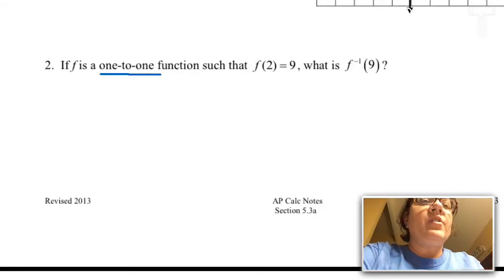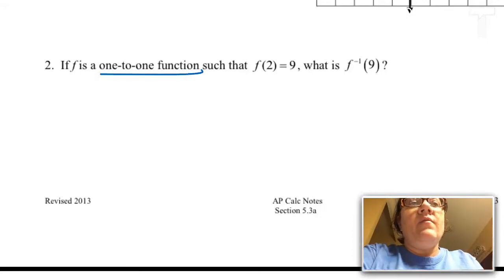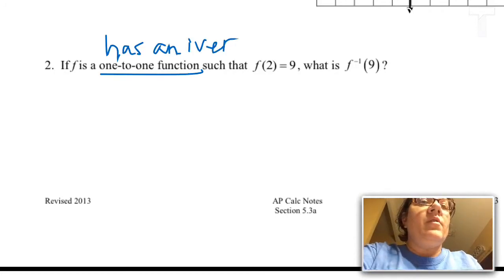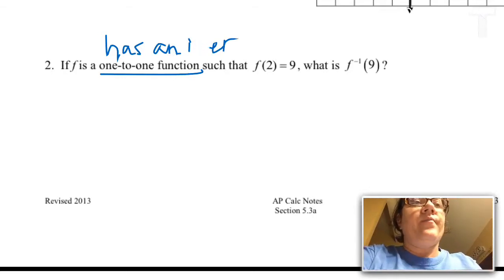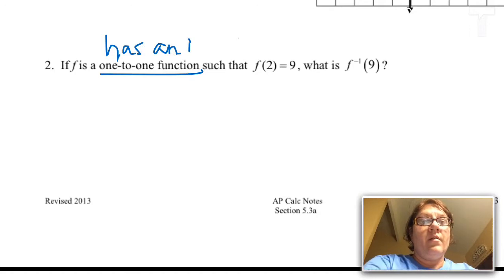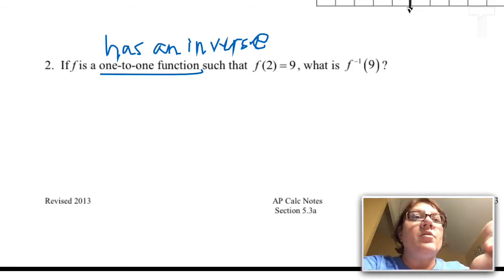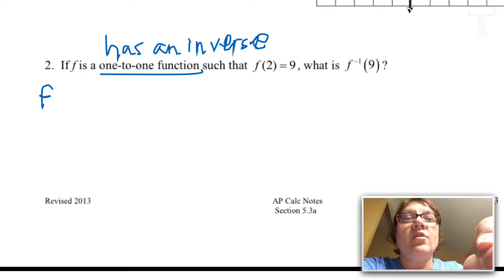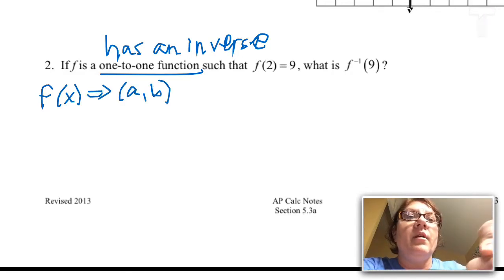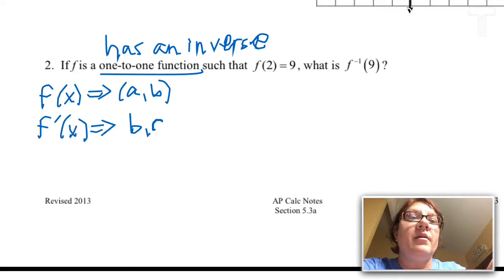So remember, if my function is 1 to 1, then it has an inverse. And also remember that with inverses, too bad I couldn't spell that, the coordinates simply switch. So in other words, that does say inverse. If the function has the point a comma b, then f inverse has the point b comma a.